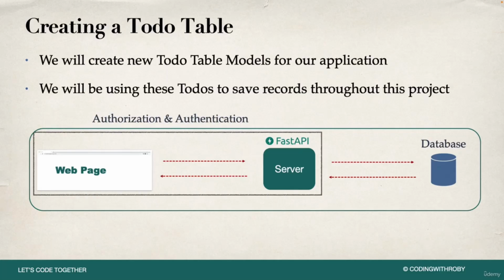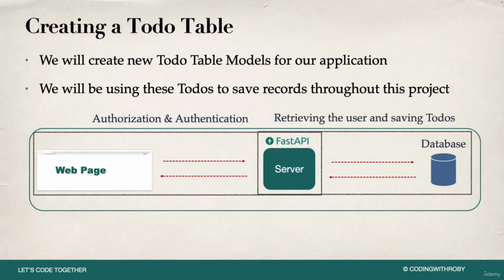Now, our web page and our FastAPI is what's going to be dealing with JWTs and finding out what's authenticated. However, our FastAPI and database is what's going to be retrieving the user and the to-dos from the database to validate against what the client or the web page is sending over to our FastAPI application.